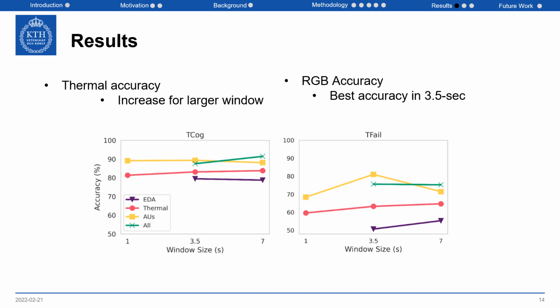On the RGB accuracy, it peaks on the 3.5-second window, which means that 1 second is too little data and 7 seconds is too much data. So it leads to less accuracy. In conclusion, comparing the thermal and the RGB features, in the 1-second and the 7-second windows, the accuracies are very similar. That means that thermal data can achieve similar accuracies in these windows.